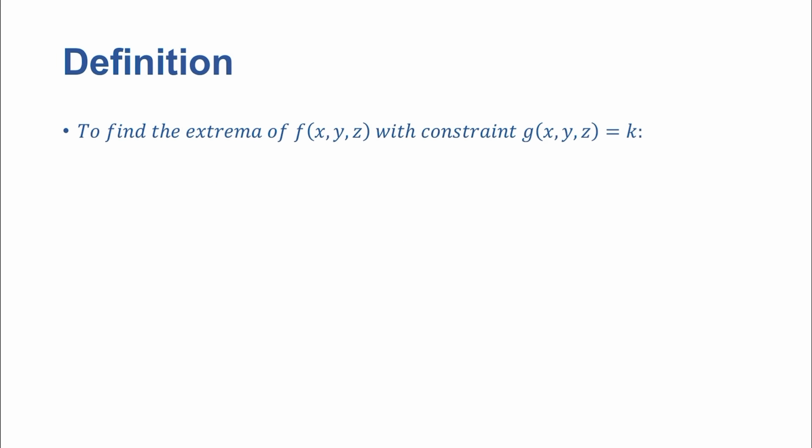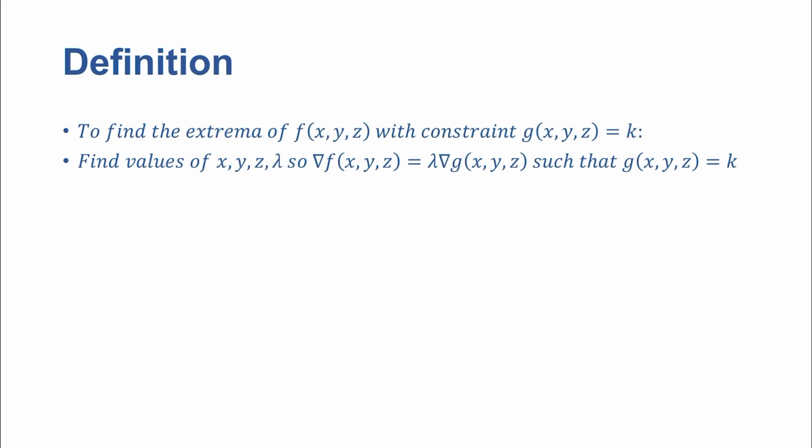So here's a definition for Lagrange multipliers. Define the extrema of f of x, y, and z with a constraint such that g of x, y, and z equals k. So that g of x, y, and z equals k is a constraint. That's like restricting ourselves to a certain level curve of a function. So given that constraint, we find the values of x, y, z, and lambda such that the gradient of f is equal to lambda times the gradient of g. Now, what do I mean by this?